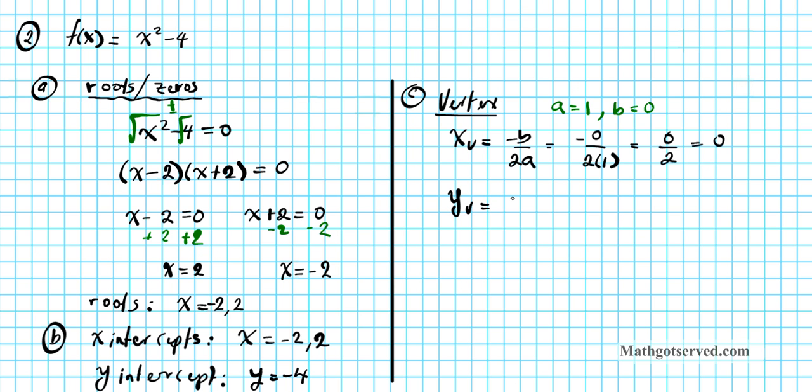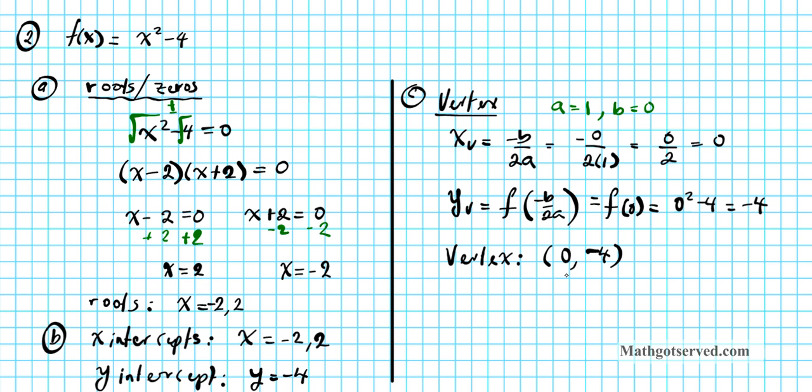And then the y-coordinate of the vertex is what we get when we evaluate the function at -b over 2a. Okay? So we know -b over 2a is 0, so we're going to look for f of 0. What does f of 0 mean? It means that we're going to plug 0 into the x's in the function. So we have 0 squared minus 4 equals -4. So there goes the y-coordinate of your vertex. So our vertex is going to be the combination of these two, 0 and -4.